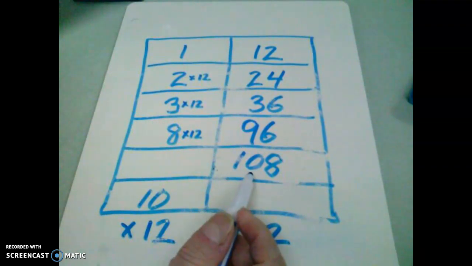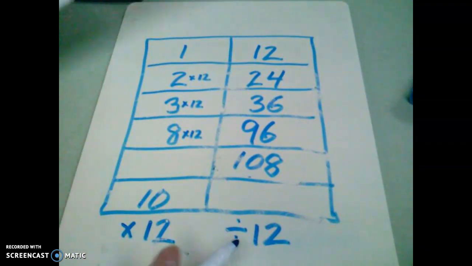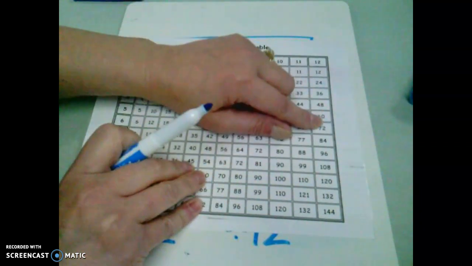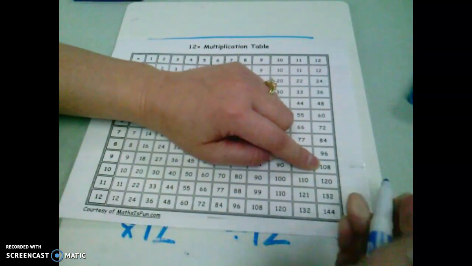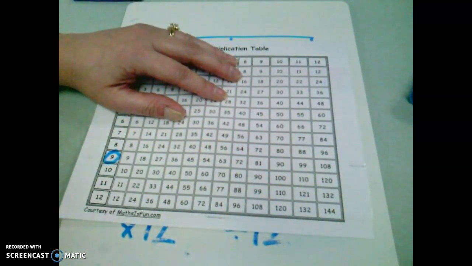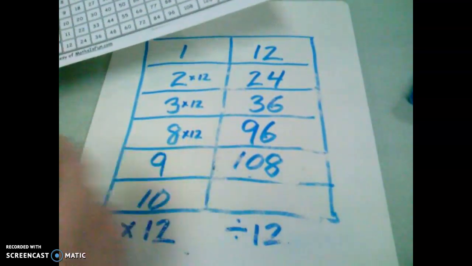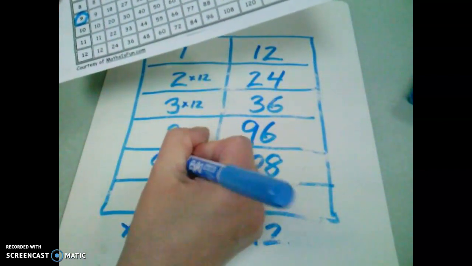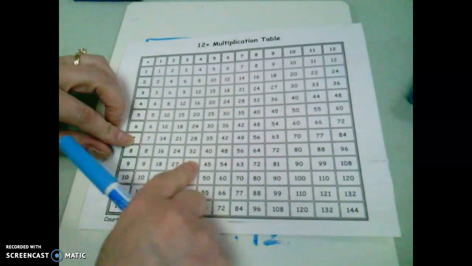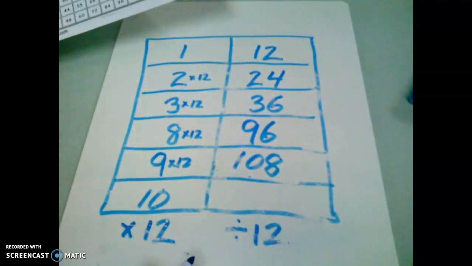Now I have this one. I have a big number and I need to get the small number, which means I'm going to divide. So I'm going to go back to my chart. I'm going down the 12 column until I get to 108. Then I'm going to go across and I see that I get 9. That is the number that goes here. And again, to check it, I'm going to say 9 times 12. Let's check that. 9 going across till I get to the last column. Oh, 108. Yep.